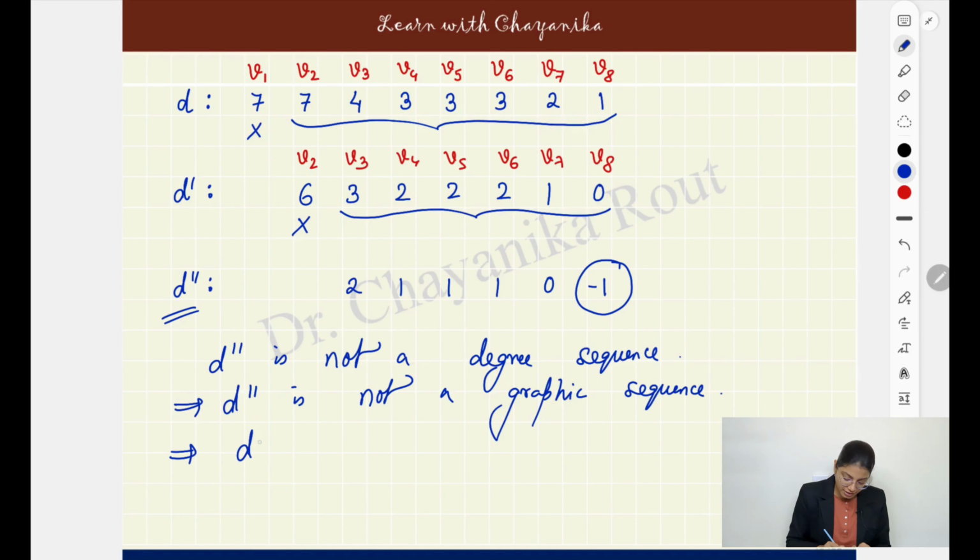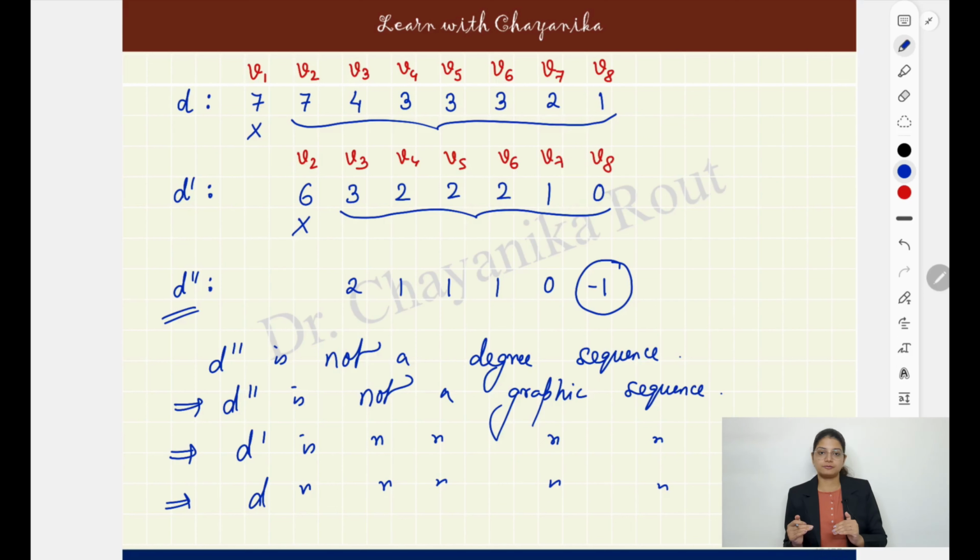Now if it is not graphic, it implies d dash is not a graphic sequence, which implies d is also not a graphic sequence. That is the Havel-Hakimi theorem. So a sequence d will be graphic if and only if the sequence d dash that is created next is graphic. So if it is not graphic, d will also not be graphic. So our solution to this is: the given sequence, although it is a degree sequence, that is, a graph is possible with the sequence d, but a simple graph is not possible. So it is a degree sequence only, but not a graphic sequence. And since it is not a graphic sequence, construction of such a simple graph doesn't even come into the question. So that is the complete solution to this problem. We conclude that the given sequence d is not a graphic sequence.